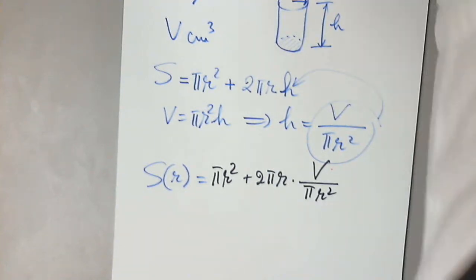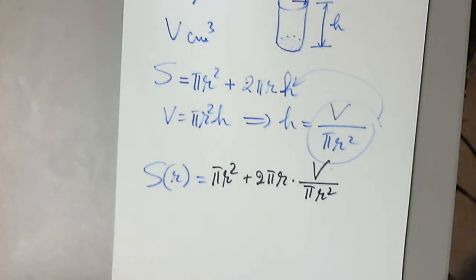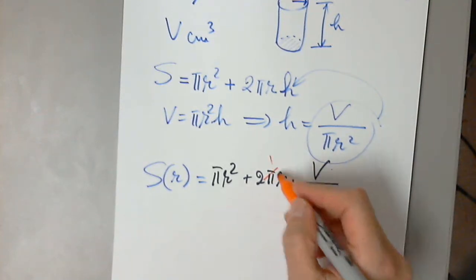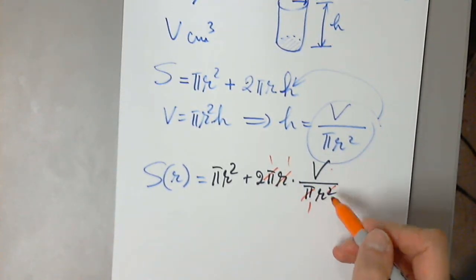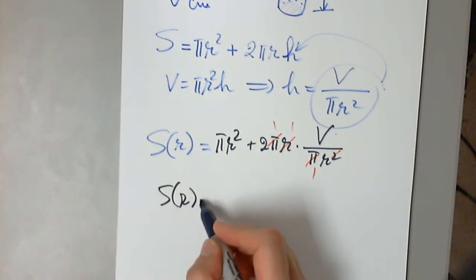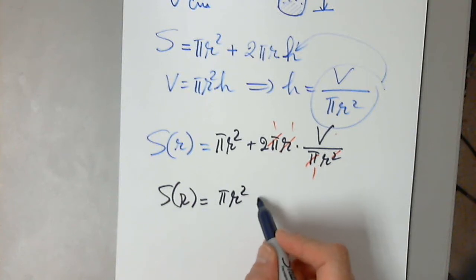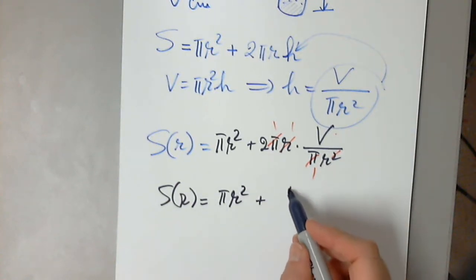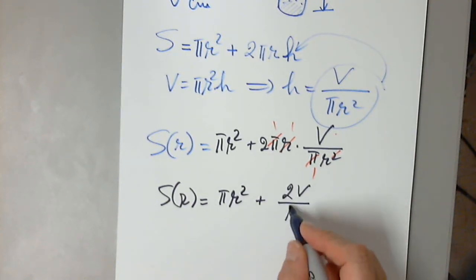And yes, we have to simplify. So I'll simplify by pi, and I'll simplify by r. So the simplified form of this function is pi r squared plus 2v over r.